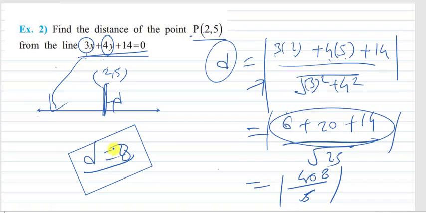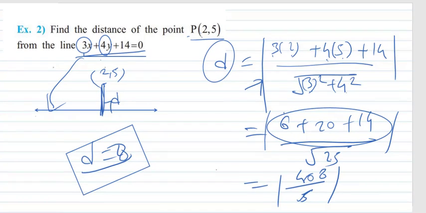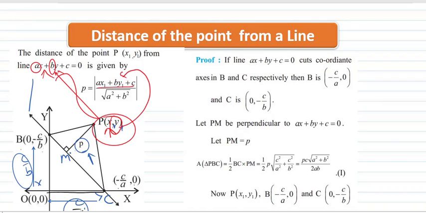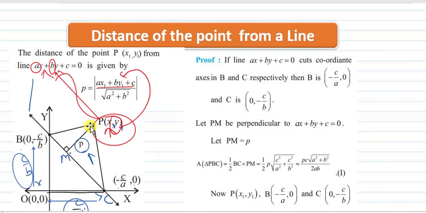Here you can observe how easily we have found the distance. So just remember the formula. It is very important. This derivation is not that important, but you should be able to derive the formula. Here also you can observe, if I want to find the previous formula, that was the distance of the origin from the line, if I apply this formula for finding the distance of the origin from the line, what will it be?